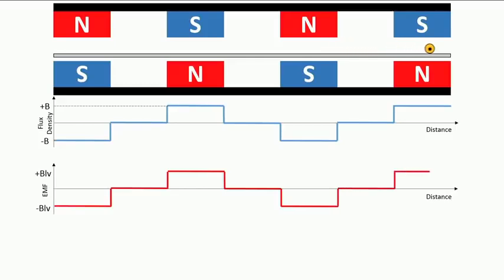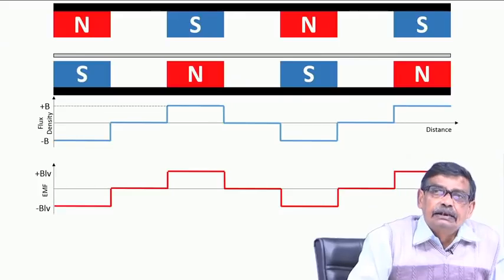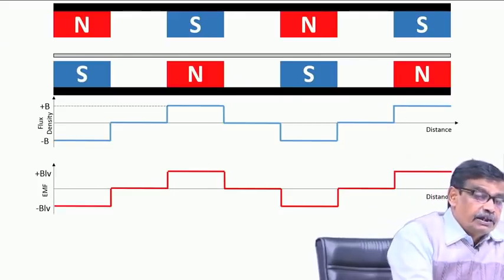The point to be noted is that the EMF generated in a single conductor follows the same pattern as that of B. Of course, the distance in the second curve can be changed to v into t, where v is the velocity of the conductor. Suppose I am measuring the distance from the initial origin, then the x axis of the curve can be changed to vt, indicating that a time varying voltage will be induced.